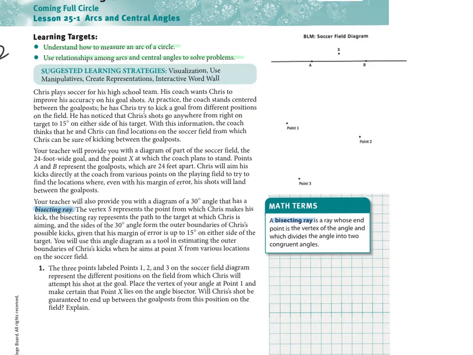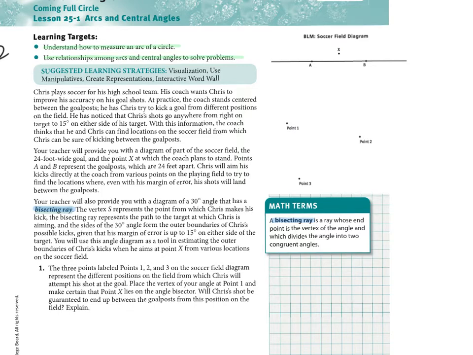What it's asking us to do is look at the points from which Chris makes his kick. The bisecting ray is going to represent the path to the target. We're picking a 30-degree angle because that just means there's 15 degrees on each side. So that makes sense. His kick will represent the bisecting ray, and then we have 15 degrees on each side for the error. We're going to use this angle visual as a tool to help estimate the outer boundaries of Chris's kicks when he aims at point X from different parts of the soccer field.